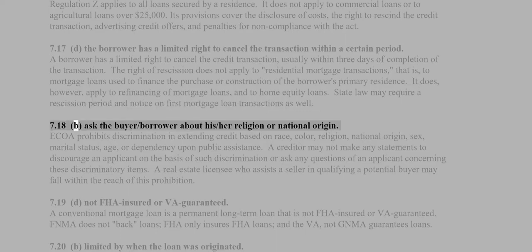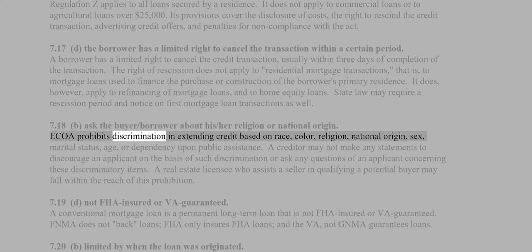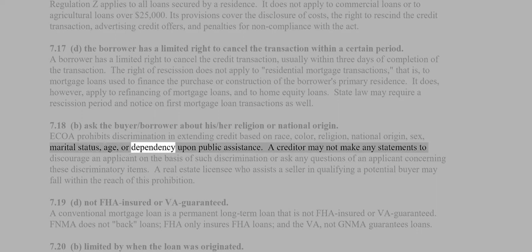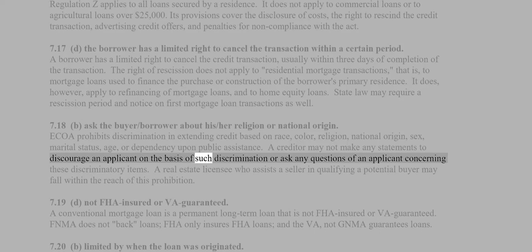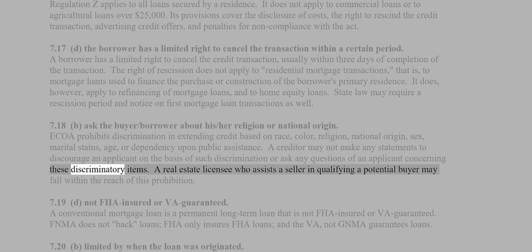7.18 B. Ask the buyer/borrower about his/her religion or national origin. ECOA prohibits discrimination in extending credit based on race, color, religion, national origin, sex, marital status, age, or dependency upon public assistance. A creditor may not make any statements to discourage an applicant on the basis of such discrimination or ask any questions of an applicant concerning these discriminatory items. A real estate licensee who assists a seller in qualifying a potential buyer may fall within the reach of this prohibition.